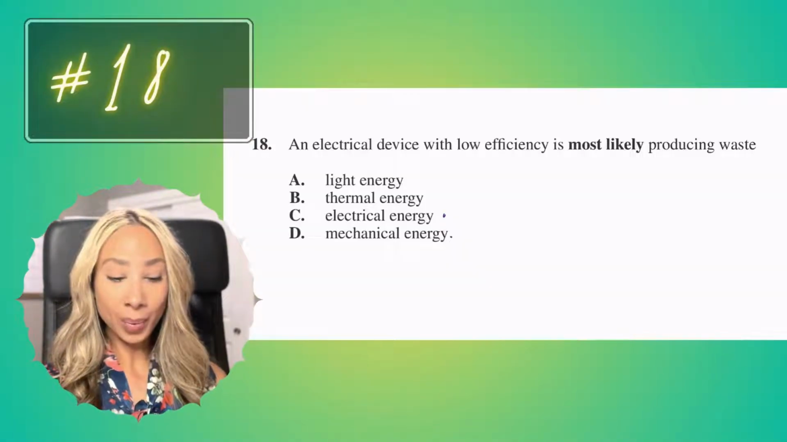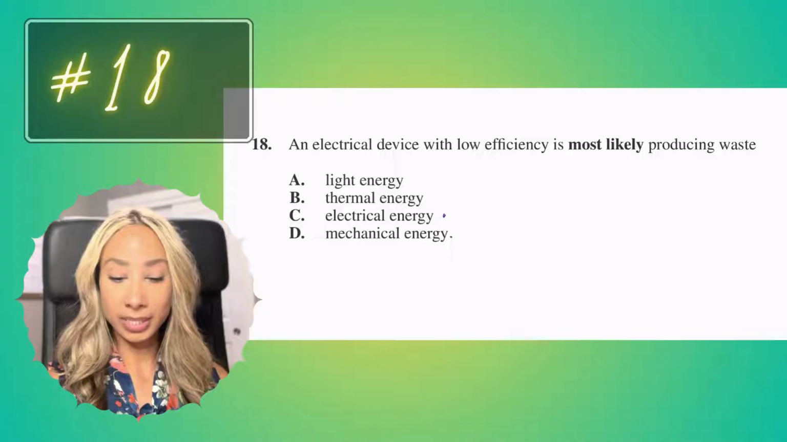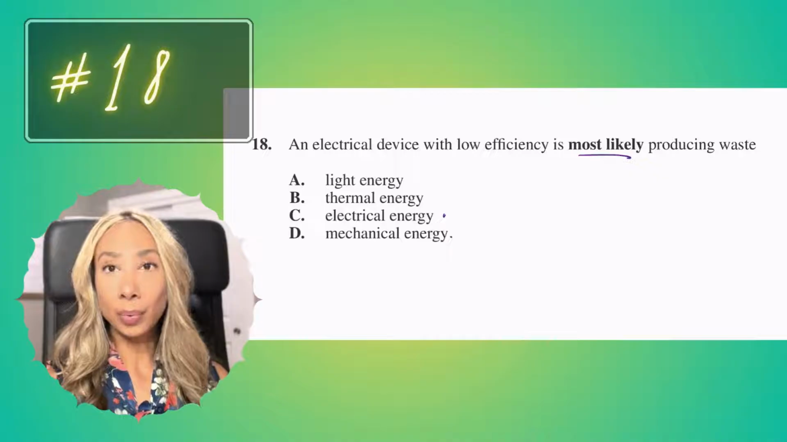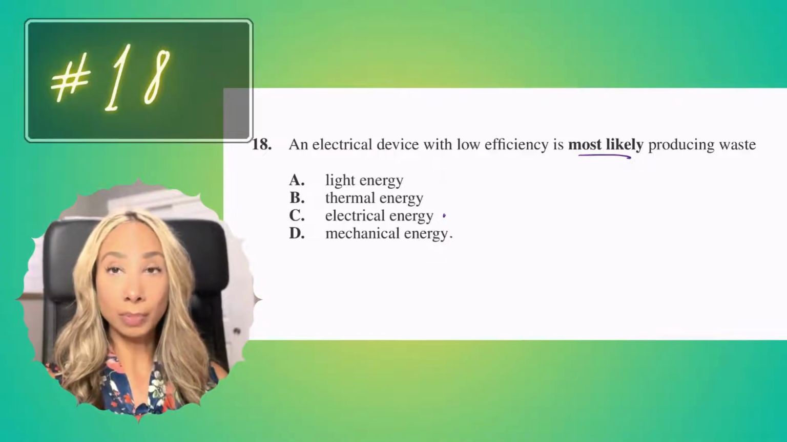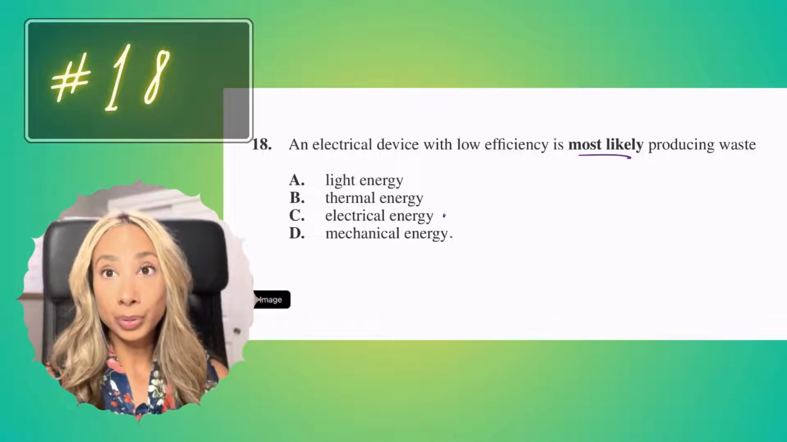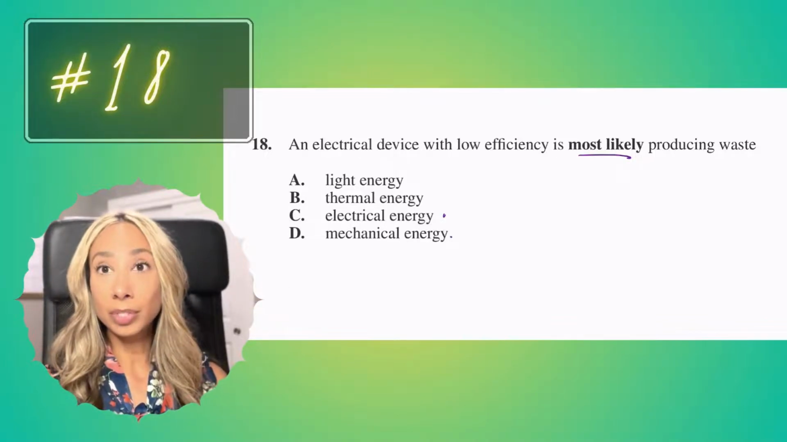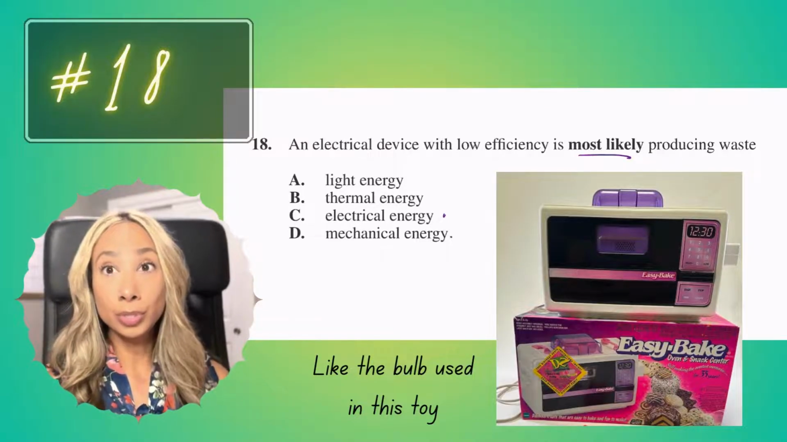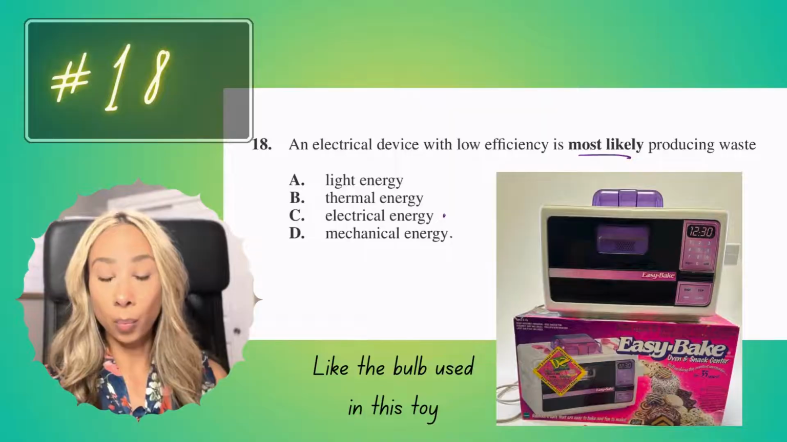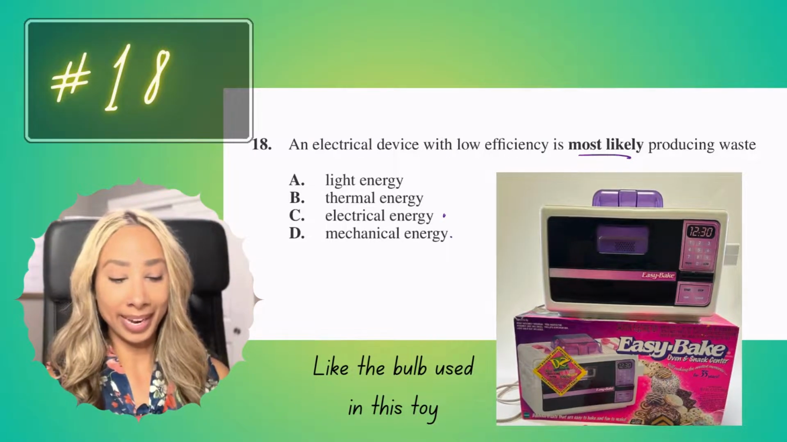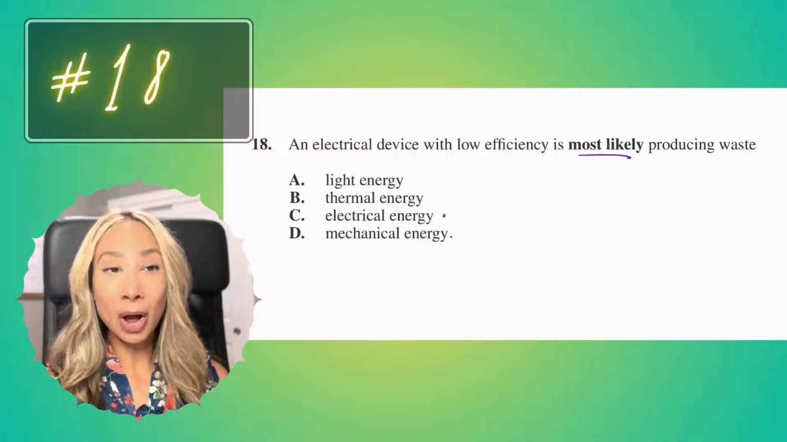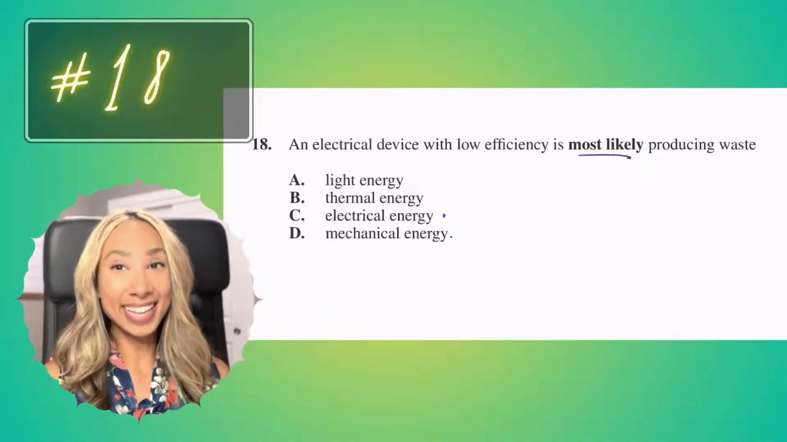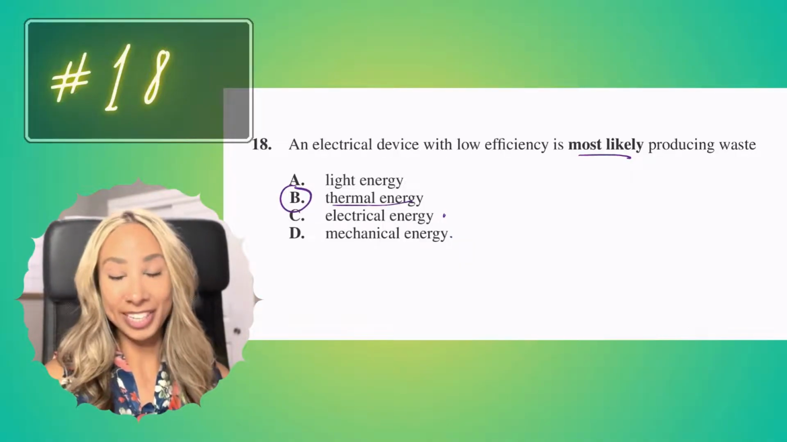Number 18, we want to know an electrical device with low efficiency is most likely producing what kind of waste. We kind of know this already with our devices. A lot of the times when we use our laptops over a long period of time, they do produce thermal energy. We also know this of certain light bulbs. If they're not the LED ones, if they're the kind of old school ones, they do produce a lot of heat. You can actually feel around it and it'll be quite warm. In fact, as a kid, we actually used it for baking. So basically we need an option that says it's going to produce a lot of heat. So the option that would work is option B, thermal energy.